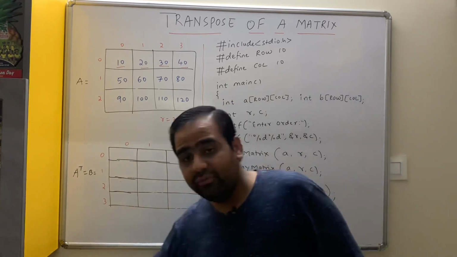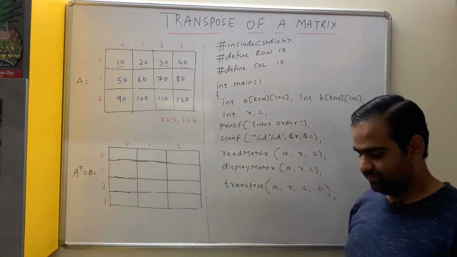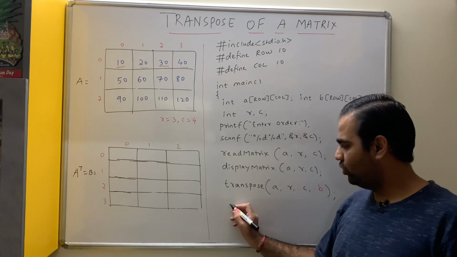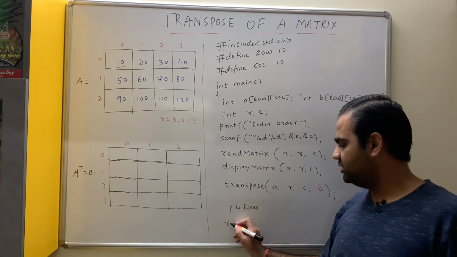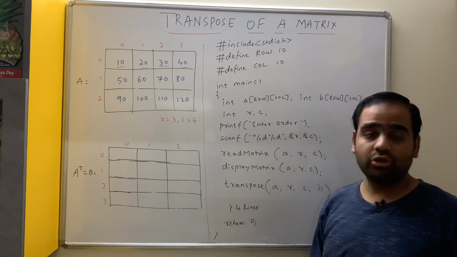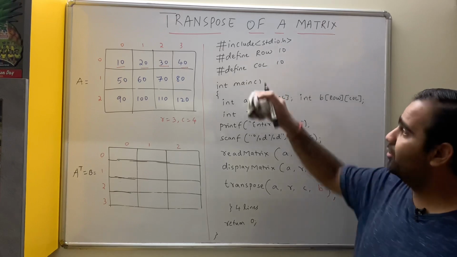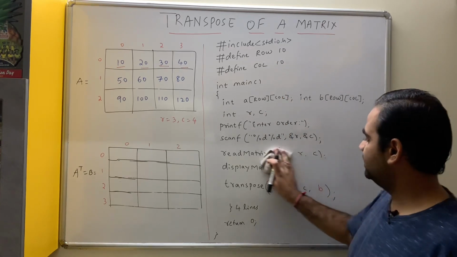Now please pause the video till this point and write down till here, and leave some 4 lines before we say return 0 and wind up the program. Please pause the video here. I am going to erase this part of the code so that I can write the transpose function.